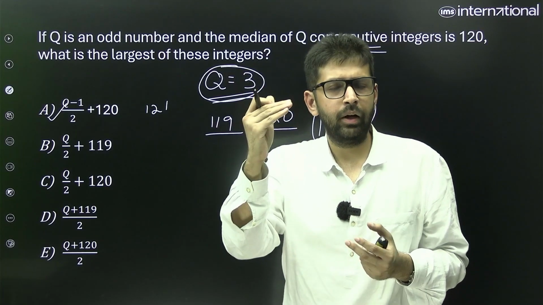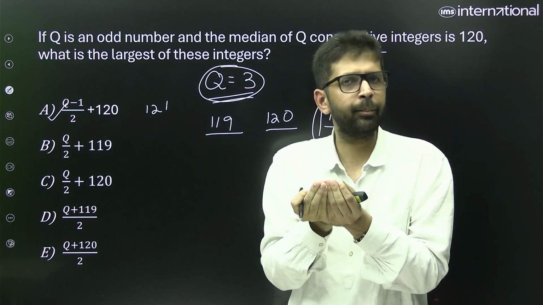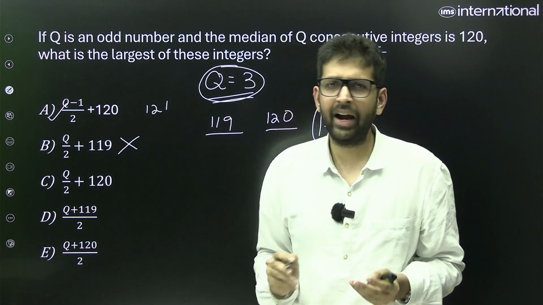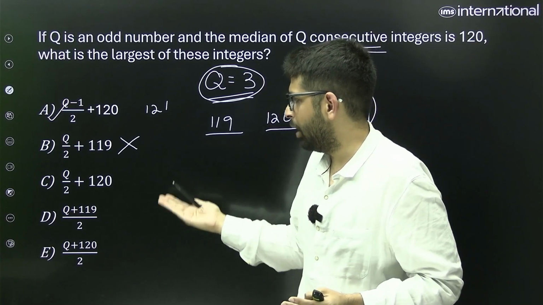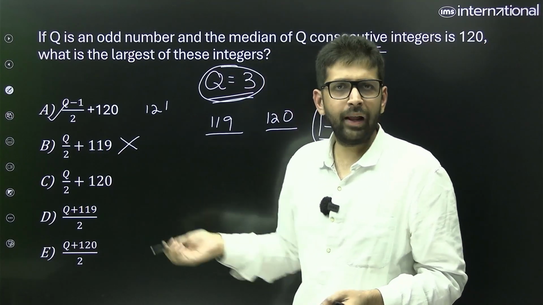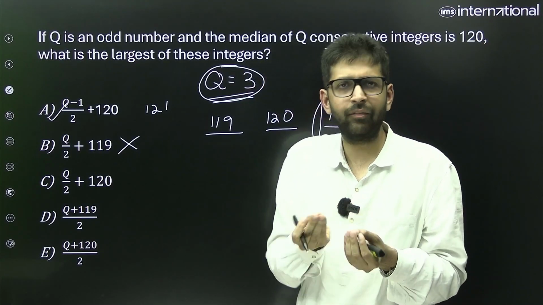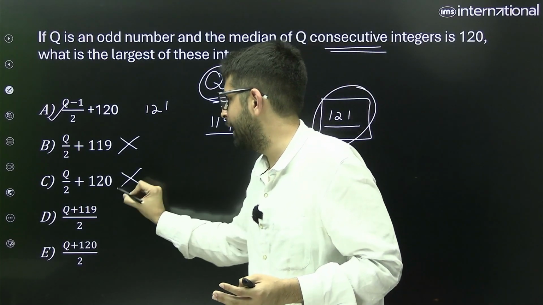Now if I put 3 over here, don't waste your time in actually calculating. An odd number divided by 2 is obviously something that is going to end in 0.5. So option B is not even going to give me an integer. I don't care what the answer is, it's not even going to give me an integer. Similarly, if I talk about option C, Q upon 2 plus 120, again the same problem. 3 upon 2 is going to be 1.5 and 1.5 plus 120 is obviously not going to be 121. Option C can be eliminated.